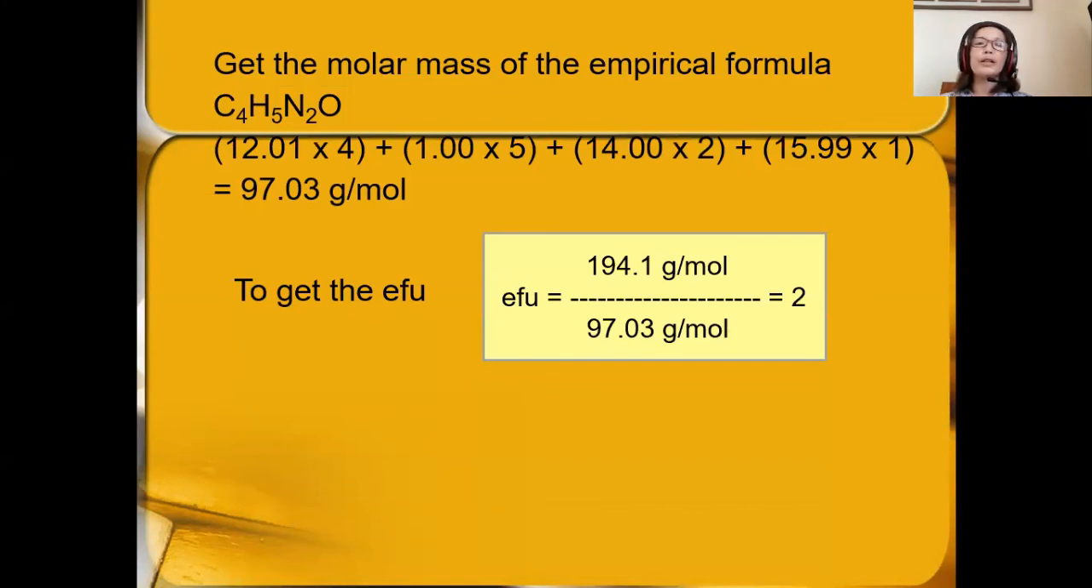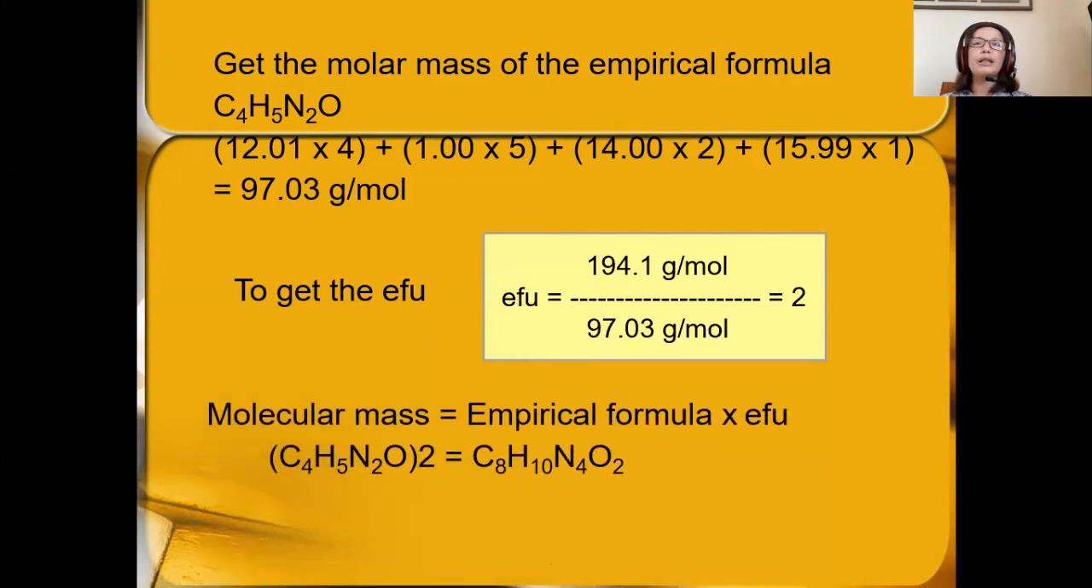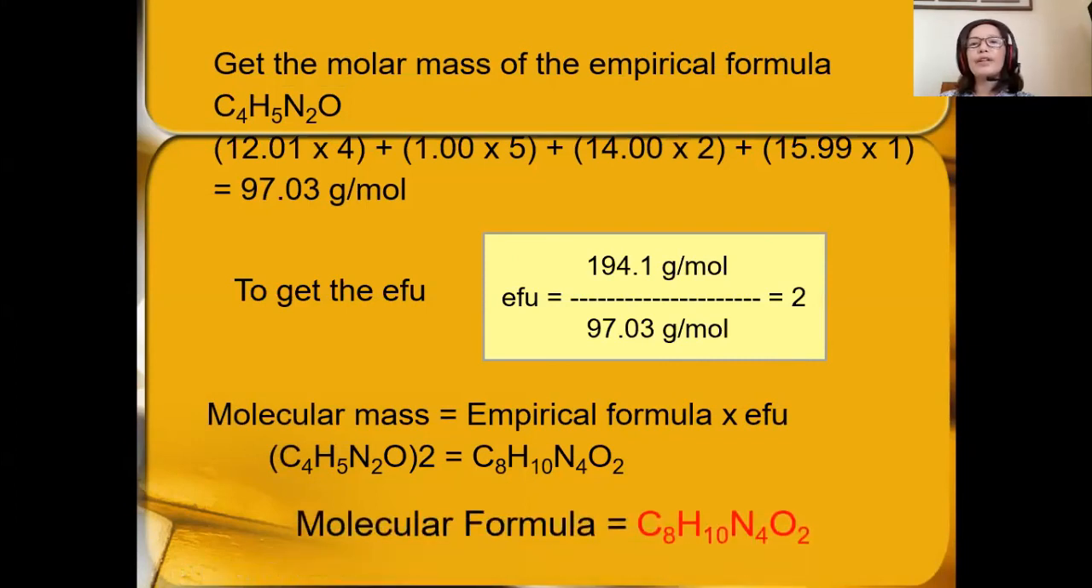How are we going to get the molecular formula? From the empirical formula times the EFU, which is 2. So the empirical formula, which is C4H5N2O, you multiply it by 2. And therefore, you have C8H10N4O2. That is the caffeine's molecular formula.